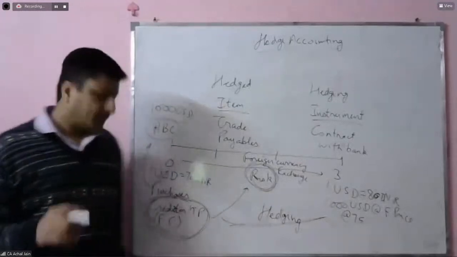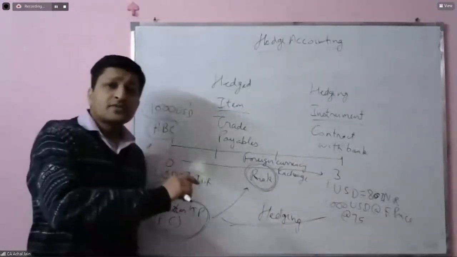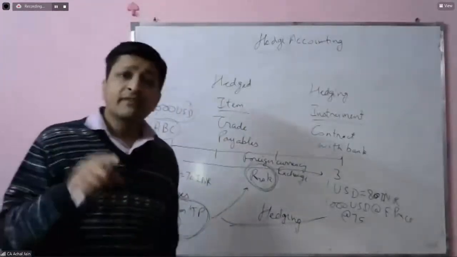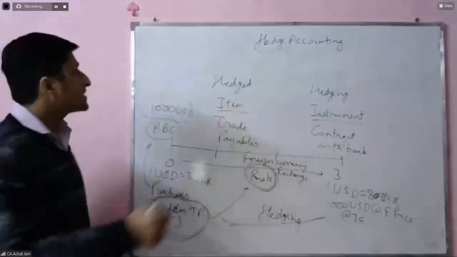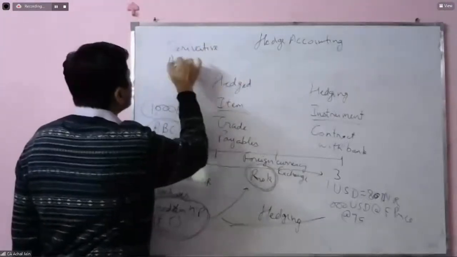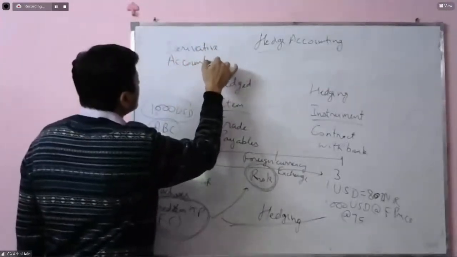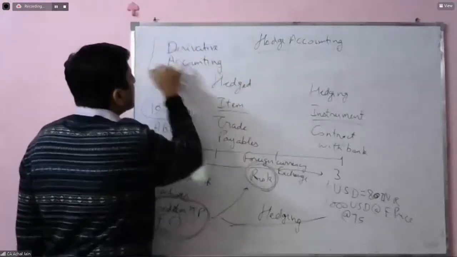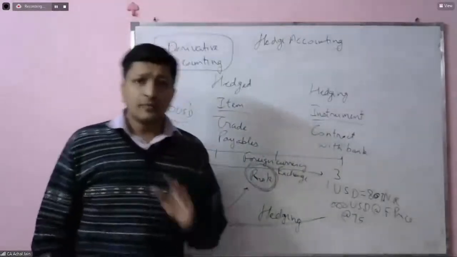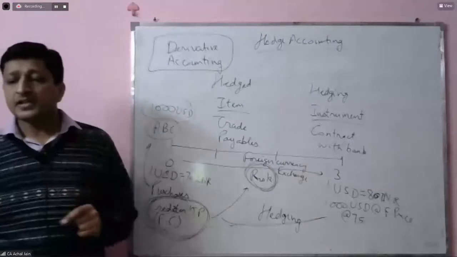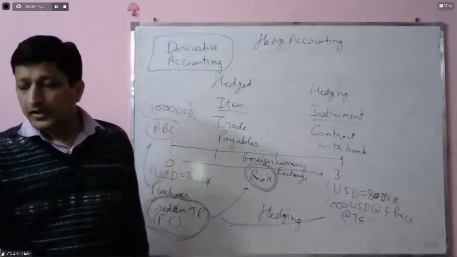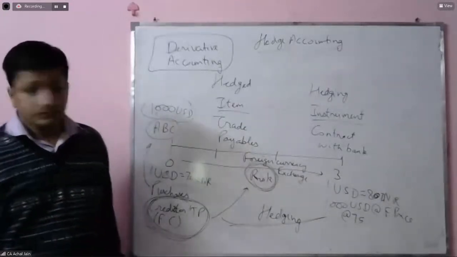Now let me tell you that this type of situation may be dealt with in two ways. One way we have already discussed, and that is called derivative accounting. Now, what is derivative accounting? The accounting of derivatives that we discussed earlier. You remember the accounting of derivatives that we discussed earlier? That was derivative accounting.